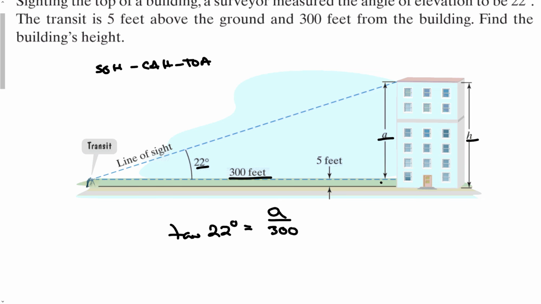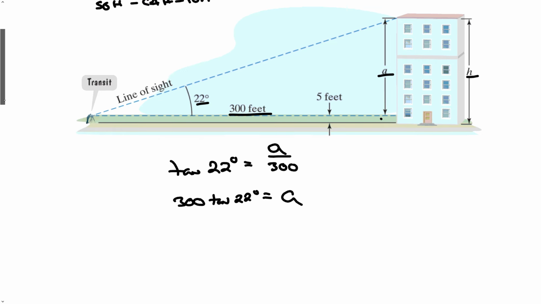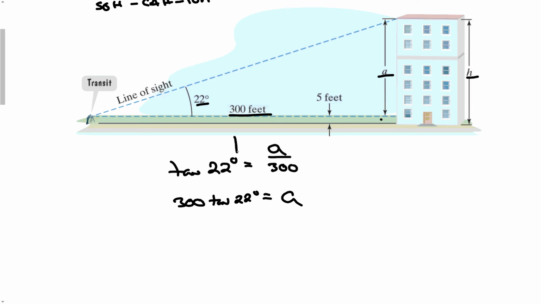So we just multiply both sides by 300. So 300 tangent of 22 degrees is equal to A. Now, you just need a calculator. But we did a lot of stuff in the last section with radians.